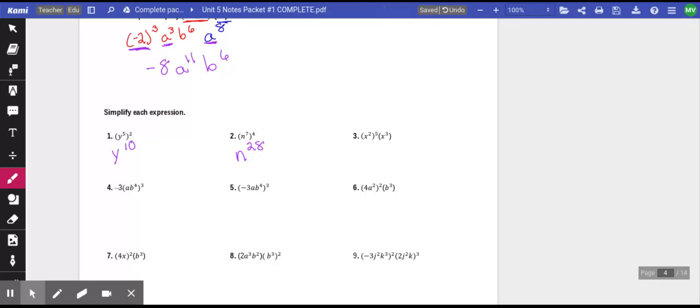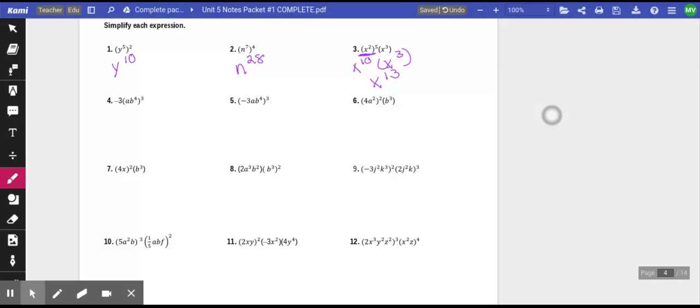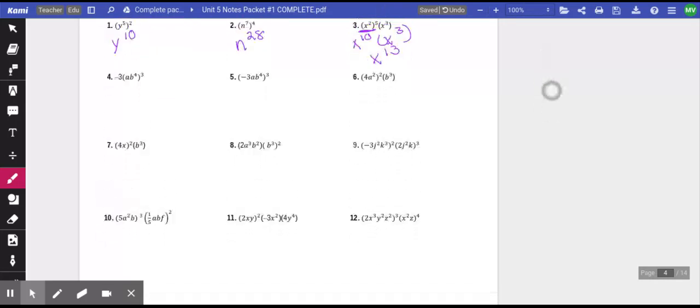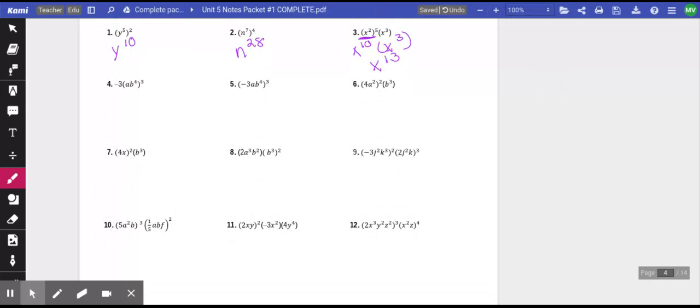Number 3, I have two problems here. x² to the 5th, I keep the base and multiply the exponents. And then it's going to be times x cubed. Now I'm multiplying, so I keep the base and add the exponents. So again, I want you to pause and do questions 4 through 12 and come back.